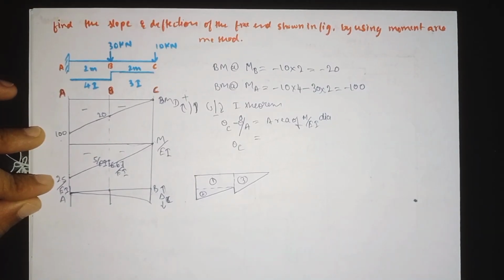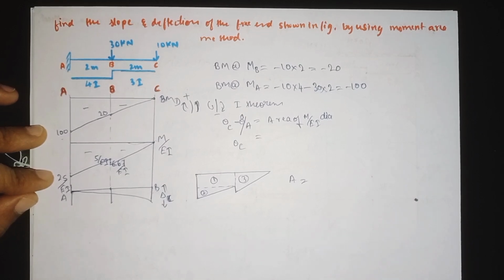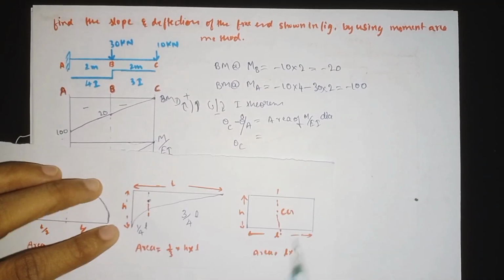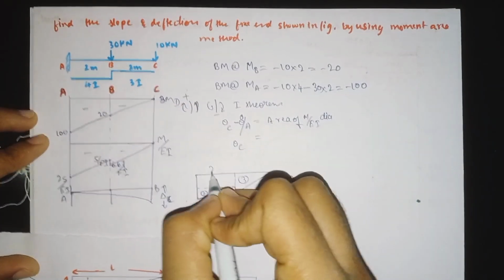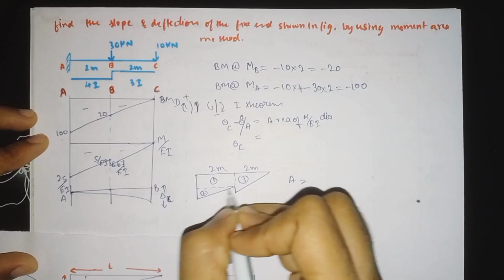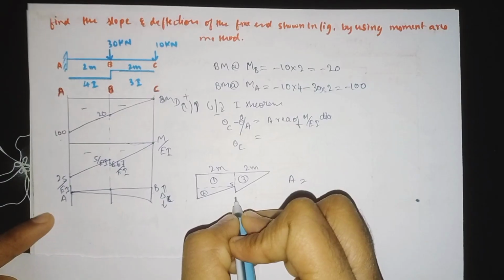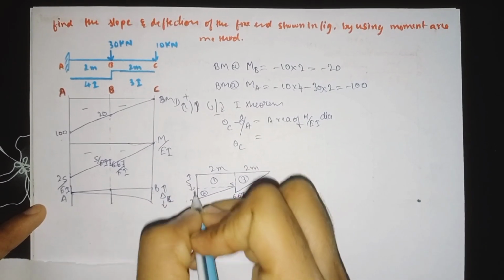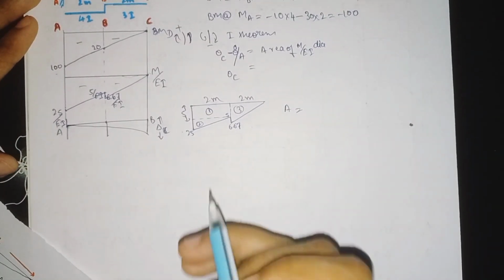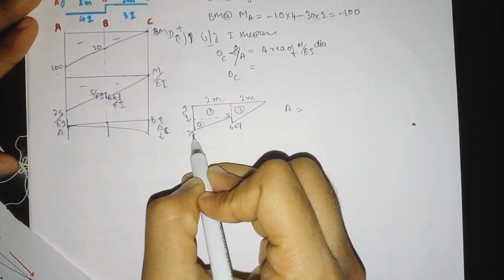Now to find the area of a rectangle, we have the formula: length into height. Here we have the 2 meter length, here also 2 meter. Height of this will be 5 meter. So here 5, here 6.67, here 25. From here to here will be 5, here to here will be 5, here to here will be 5, and we know the total distance from here to here is 25.